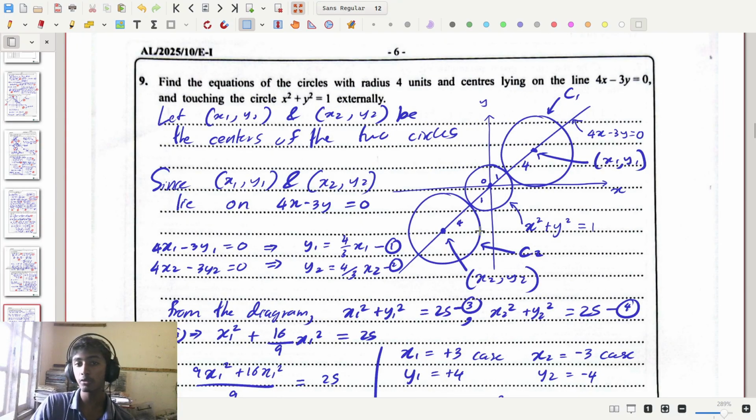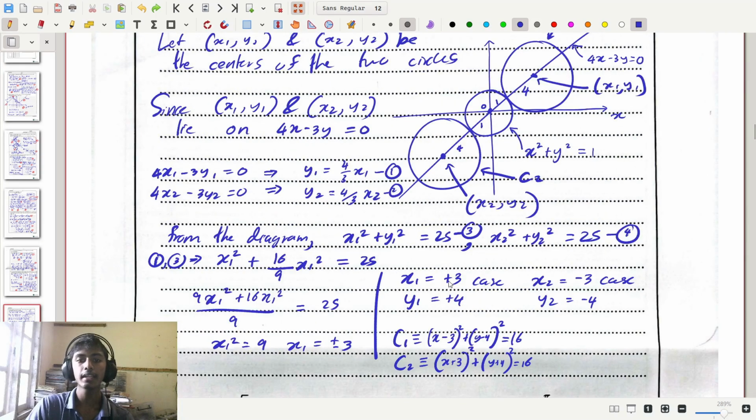x1 squared plus y1 squared equals 25, and then maybe you'd have this equation here where y1 is equal to 4/3 x1. You'd have to substitute and then rearrange and do all sorts of things, and you wouldn't be able to easily figure out that one of these is going to be plus 3 plus 4 and the other was going to be symmetrically minus 3 minus 4.